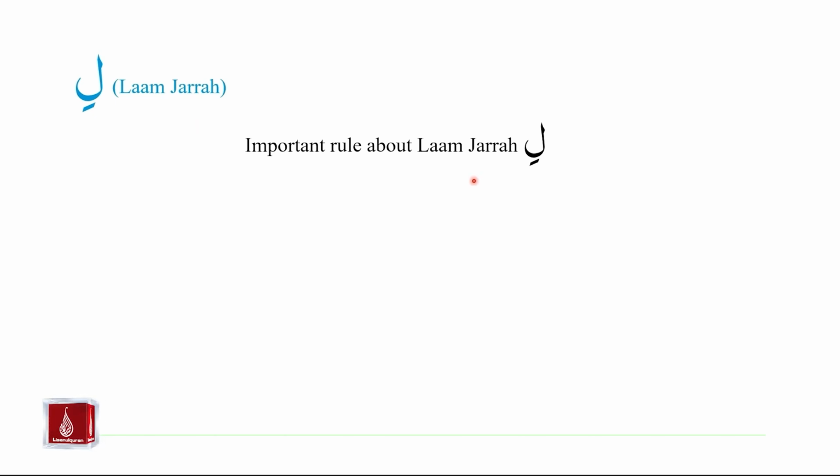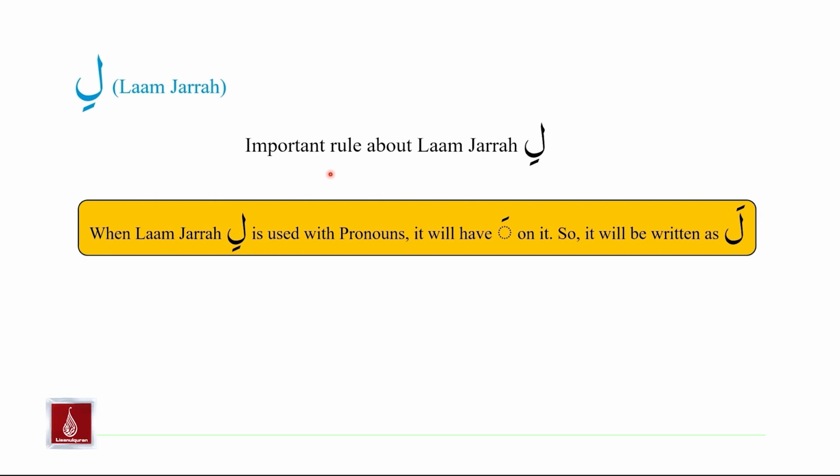Laam Jarrah is typically written like this. We have Laam and there is the fixed harakat of zair underneath it. However, when Laam Jarrah is used with pronouns, instead of zair, it will have zabar on it. So, it will be written as Laam with zabar on it. Once again, when Laam Jarrah is used with pronouns, it will have zabar on it and it will be written like this. For example, if we want to say for Zaid, we can simply say li Zaidin.